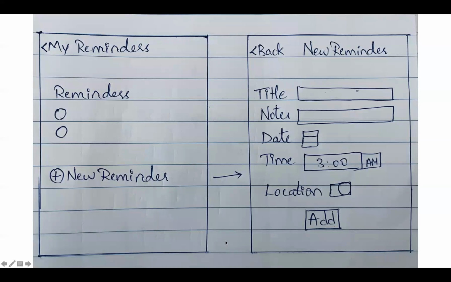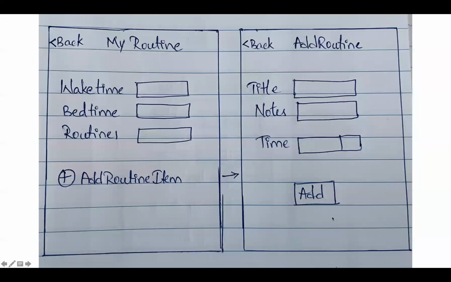When it comes to my reminders, the user can create a new reminder with title, notes, date, time, and location. Location is a toggle where he can toggle it on. So here the Google Maps page will pop up where he can select a location. Basically, here we are integrating with the Google Maps API. And when he clicks on that, it will be added.